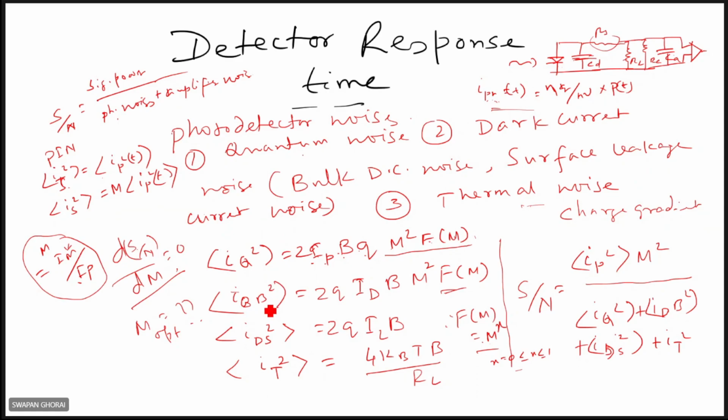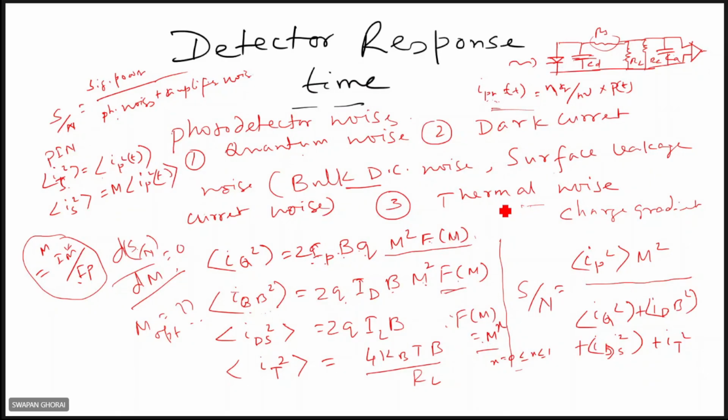Next is the dark current noise. Dark current noise can be of two types: bulk dark current noise and surface leakage current noise. Bulk dark current noise is because of thermally generated carriers, and it will have some average value ID, the average dark current. So the mean square dark current noise is 2Q ID times B times M squared FM. Here the avalanche factors are included because the avalanche effect is a bulk process. But for pin, these will be 1.